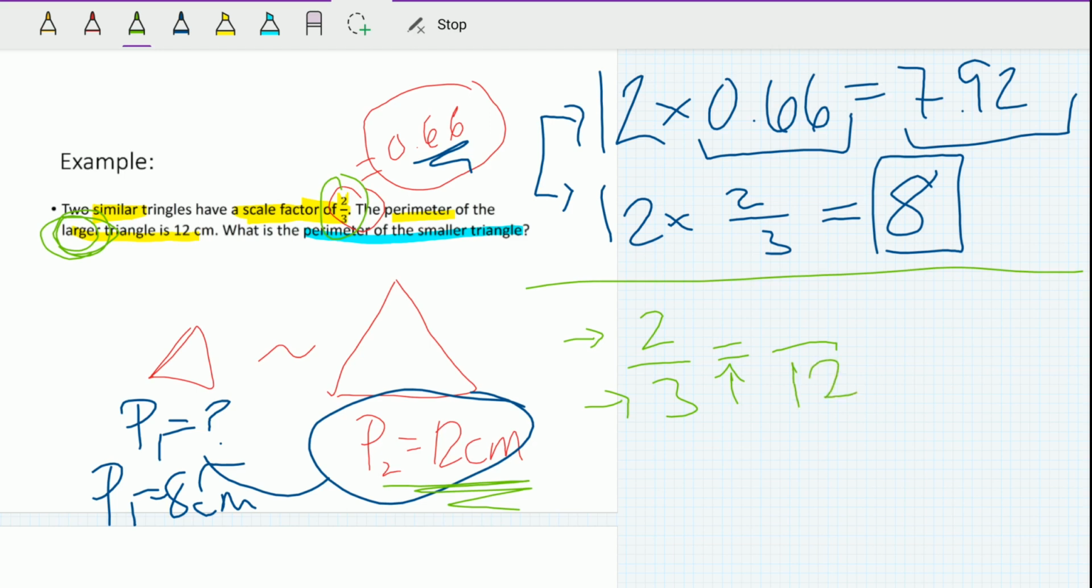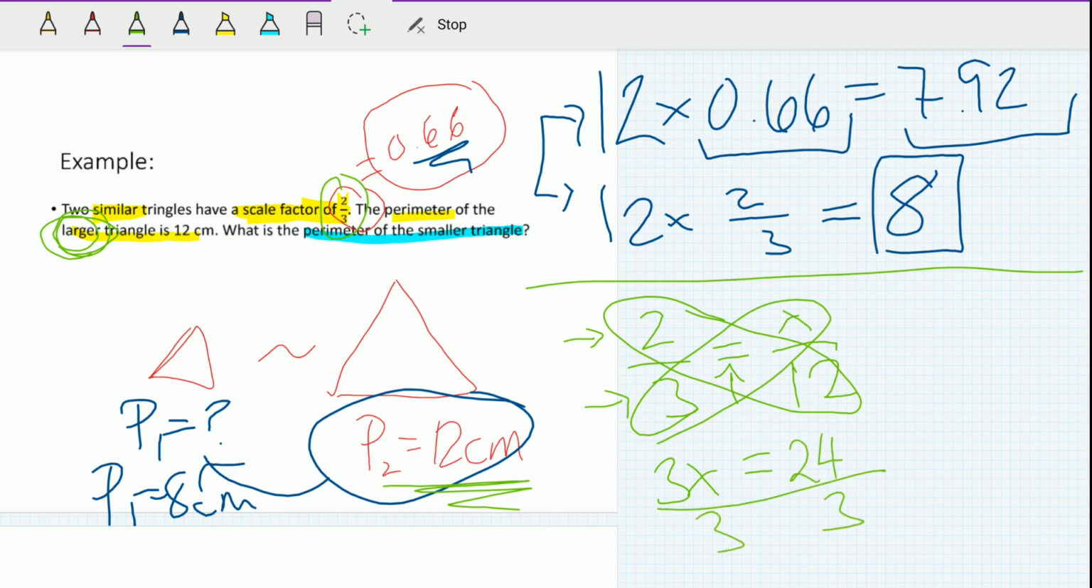So I could put 12 there. And now I'm looking for the perimeter of the smaller triangle, so I'm going to put X right there. I know it kind of looks weird, but this ratio, this proportion that I came up with, is actually going to give me the exact same answer, okay? So I can cross multiply. I'll get 3x is equal to 24, and then I can divide by 3, and x is equal to 8. Okay, what you see there is the exact same answer.